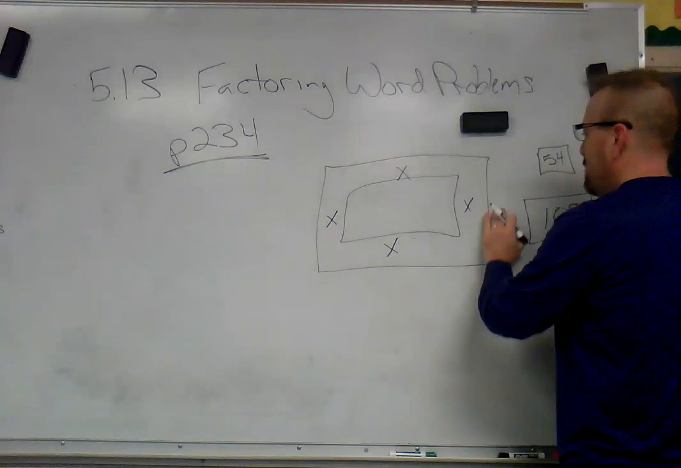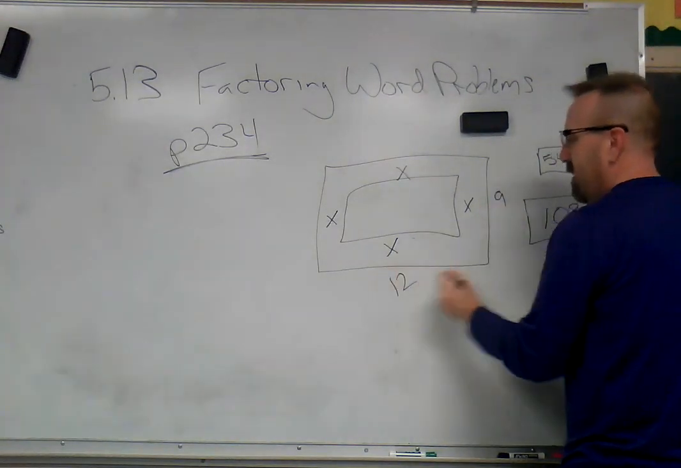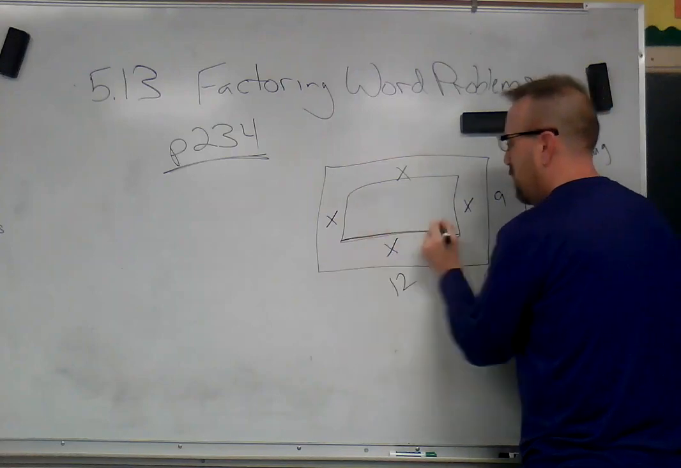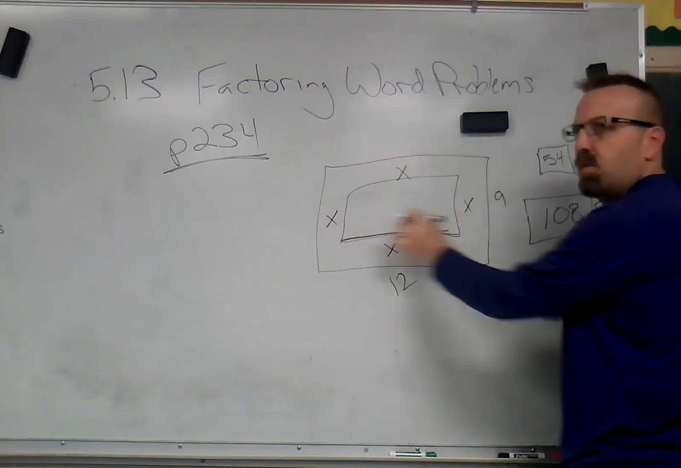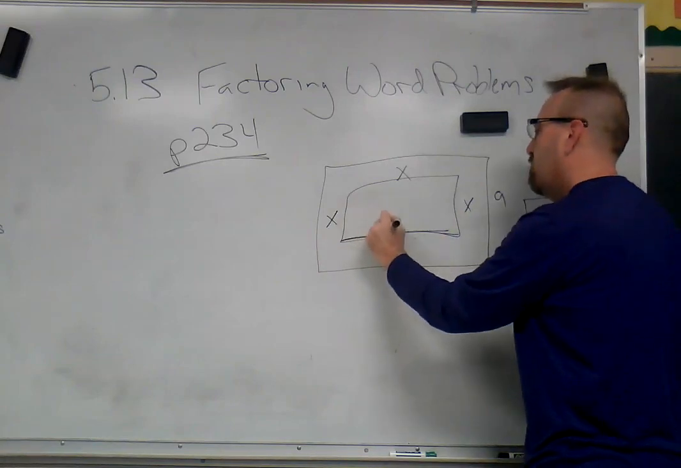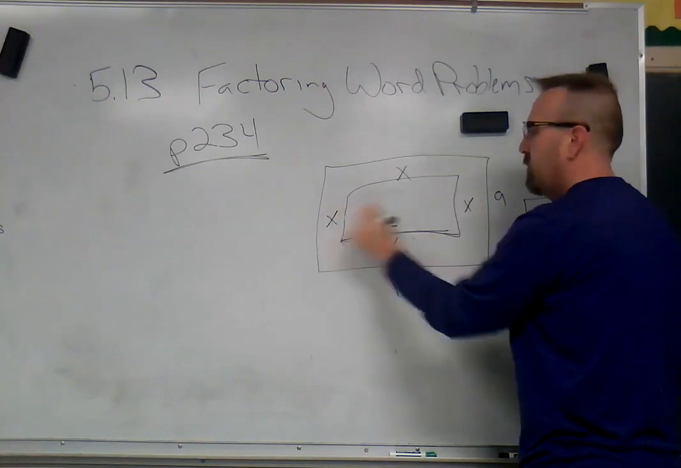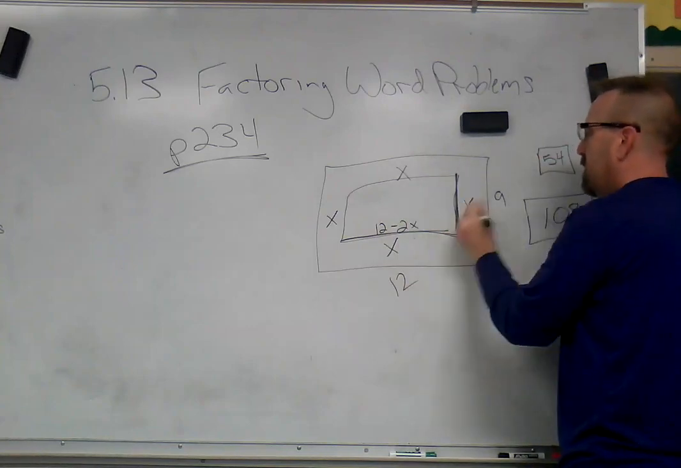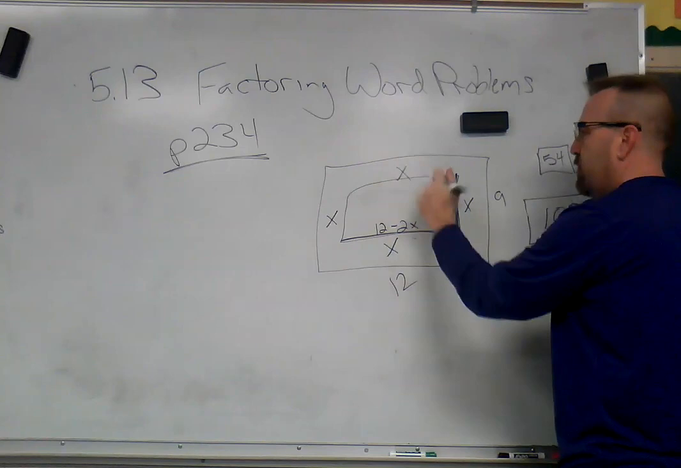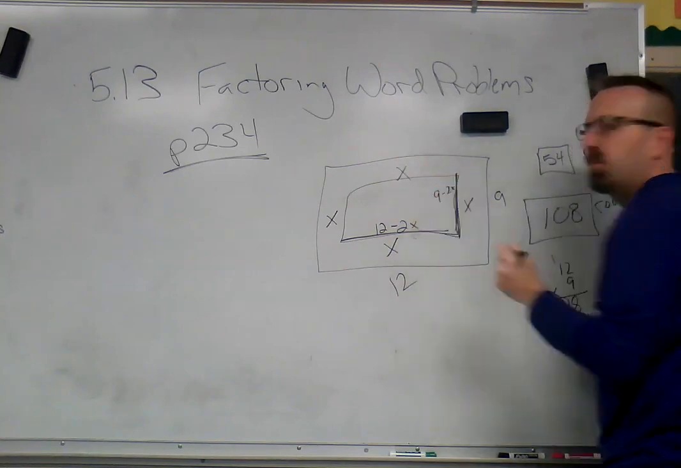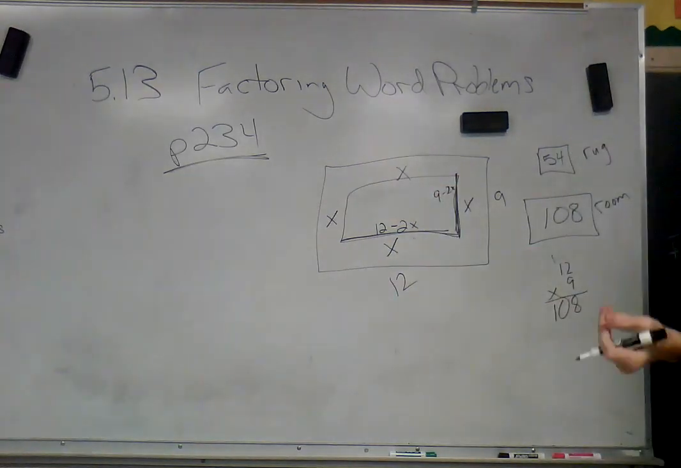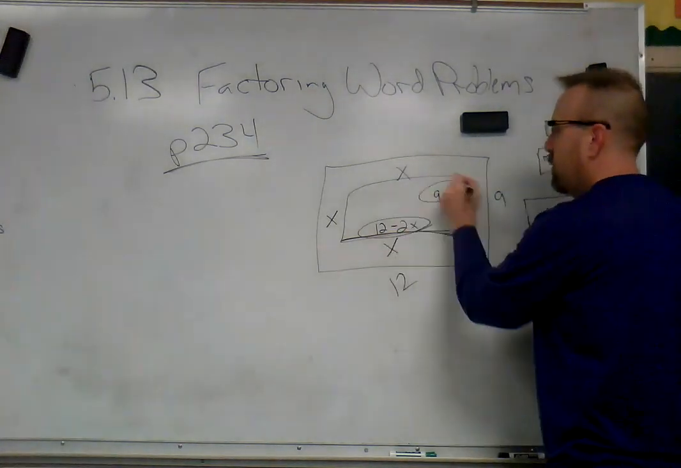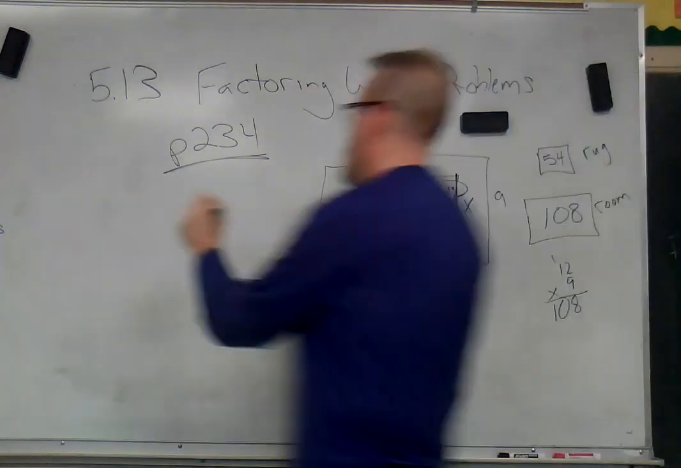So I'm going to move these numbers so they look better. So if this was 12, this is 12 minus these two portions, correct? So 12 minus 1x and 1x would be 2x. Now this portion is 9 minus the 2x's. Okay. So if we find area, how do we find area? Length times width. I'm going to come over here to that.